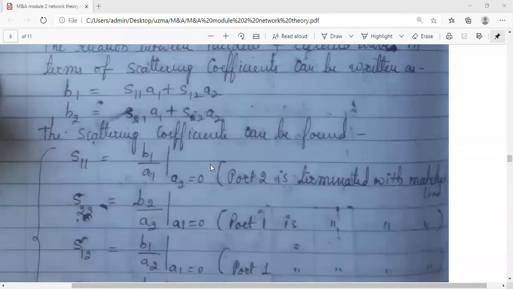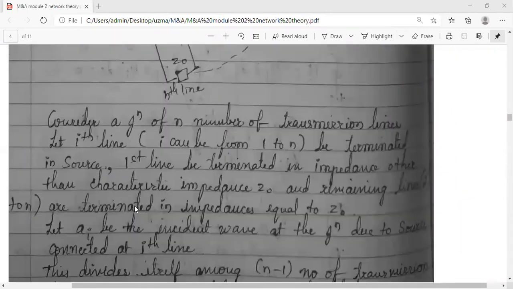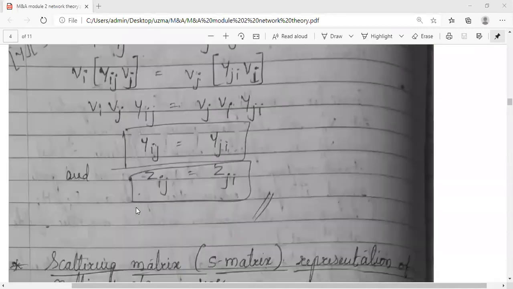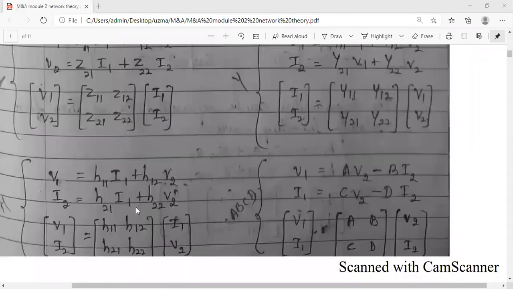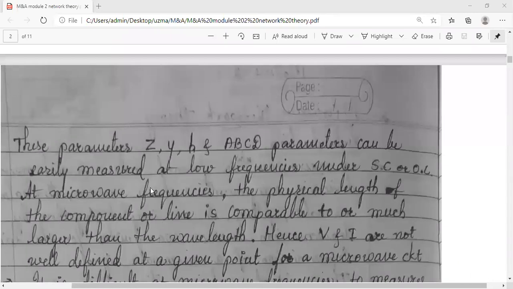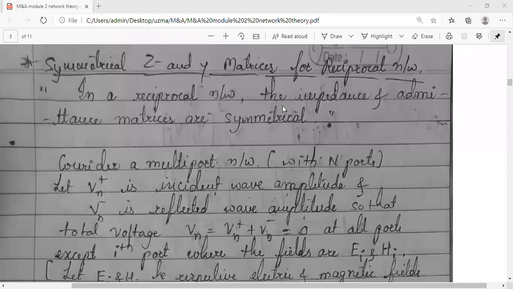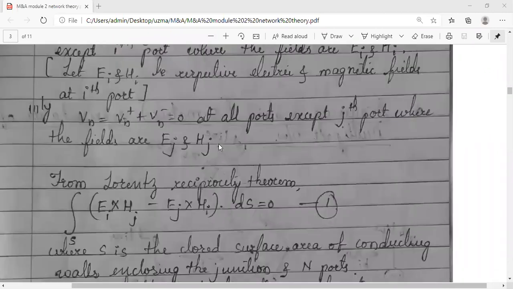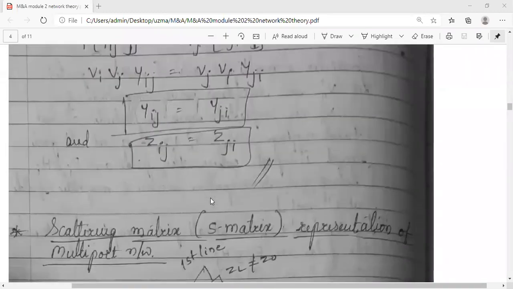We have completed, initially, the necessity of going for new parameters, the S parameters. Why do we go for S parameters? There are some reasons why we cannot go with the good old parameters which you use in network theory at low frequencies. Then we saw a simple derivation for a reciprocal network: the Z impedance and Y admittance matrices are symmetrical. This derivation we saw from the Poynting theorem and the Lorentz reciprocity theorem. We made use of both and derived this.